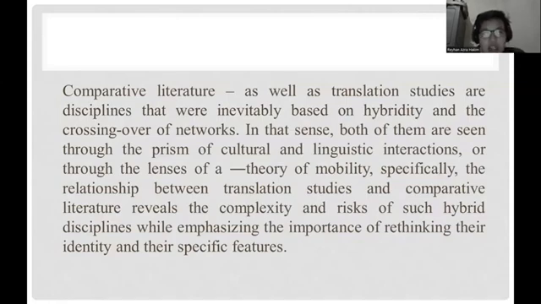Comparative literature as well as translation studies are disciplines that were inevitably based on hybridity and the crossing over of networks. In that case, both of them are seen through the prism of cultural and linguistic interaction, or through the lenses of a theory of mobility specifically. The relationship between translation studies and comparative literature reveals the complexity and risk of such hybrid disciplines while emphasizing the importance of rethinking their identity and their specific features.